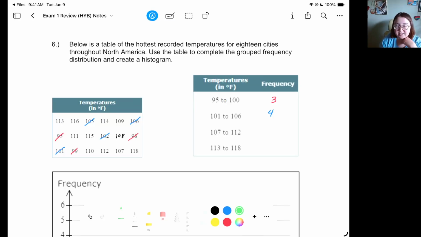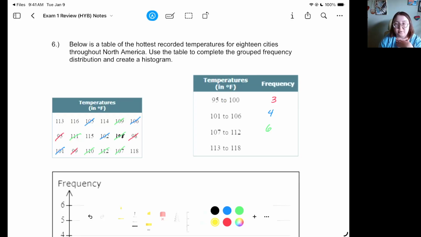That's 107 to 112. Following along here, we have 109. And then we have 111. We have 108. That was our typo. We have 110. And we have 112. And 107. So that's 1, 2, 3, 4, 5, 6 frequency there.